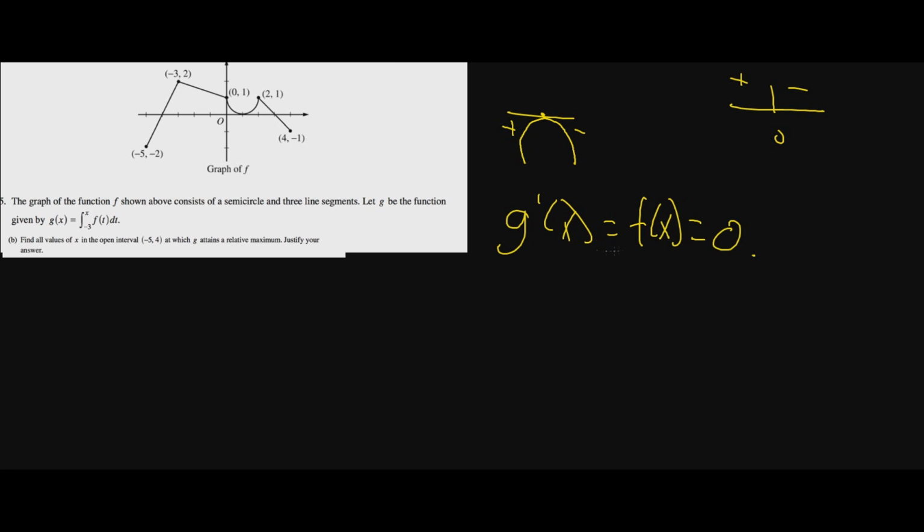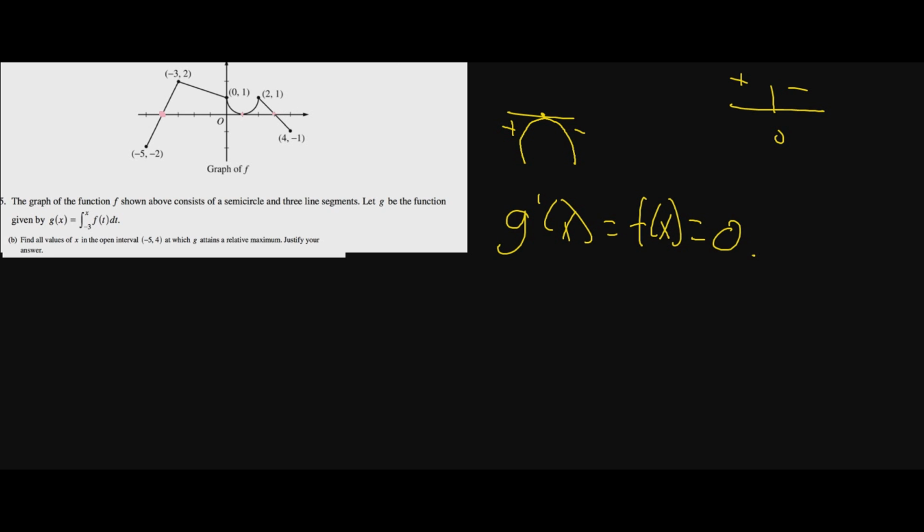All right, take a moment to read if you haven't done so. And let us begin. Find all the values of x in the open interval at which g attains a relative maximum. Relative maximum, that means your derivative should change from positive to negative, right? So we already know g prime of x is equal to f of x should equal 0. We want to find when our derivative is equal to 0, which is just the graph of f. Well, that means the y values of f, which is here, here, and here.